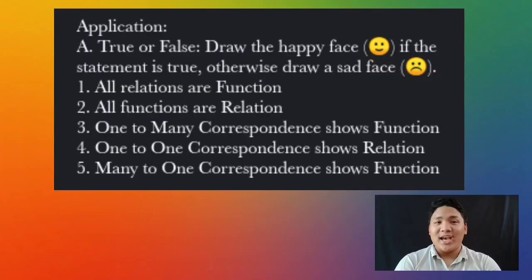Right, so let us now check all of your works for our quiz for today. Number 1, all relations are functions. That is a sad face because not all relations are functions. Number 2, happy face because all functions are relations. Number 3, sad face because one-to-many correspondence shows not a function or just a relation. Number 4, happy face because one-to-one correspondence shows a relation. And number 5, many-to-one correspondence shows a function, that is a happy face.